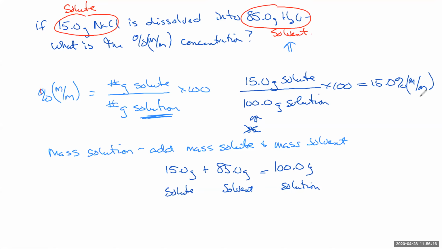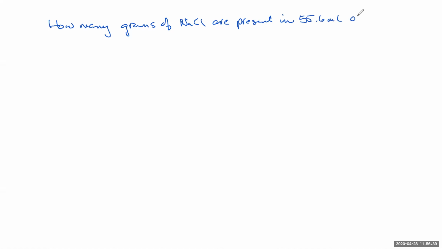In the homework, I asked you to do a few others where you're asked to find how much solute, and I'll show you one of those now. So here's another type of problem that you could be asked to do. How many grams of sodium chloride are present in 55.6 milliliters of a 35% mass to volume solution?